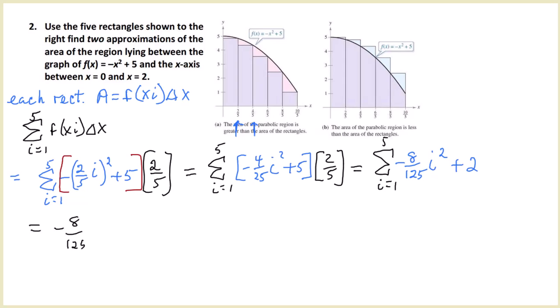All right, so I can pull the constant out, and notice it's a negative. And I can split my summations. It just got a whole lot simpler.